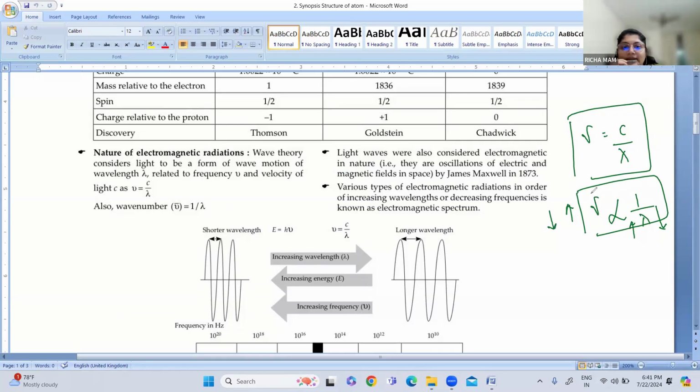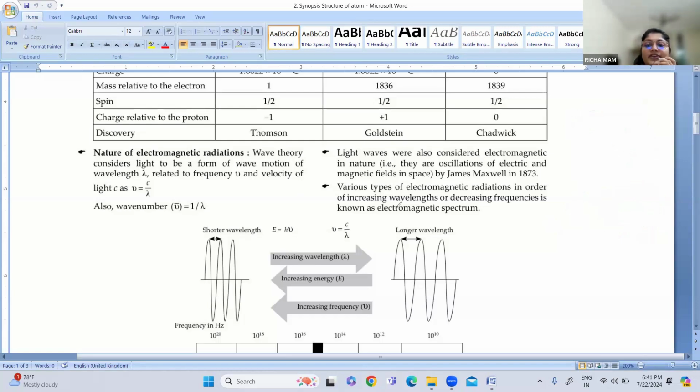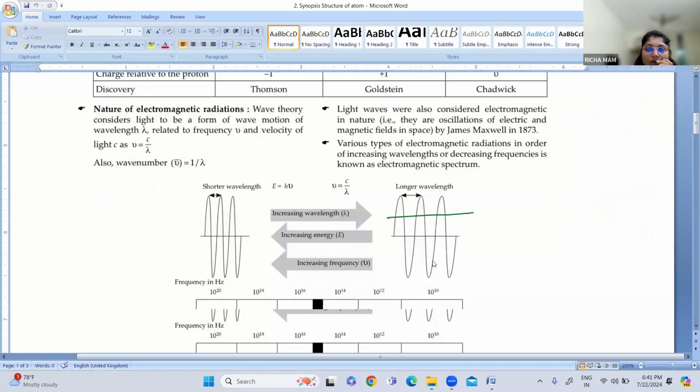So there are different electromagnetic radiations, and how are these arranged? They are arranged in increasing wavelength or decreasing frequency, and it is given in the form of a spectrum, which is called the electromagnetic spectrum. Electromagnetic spectrum.